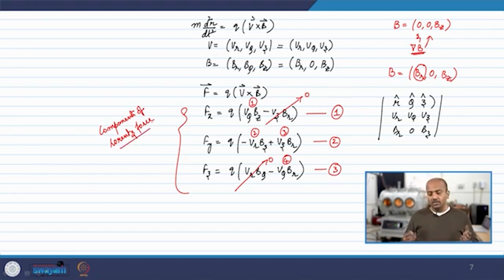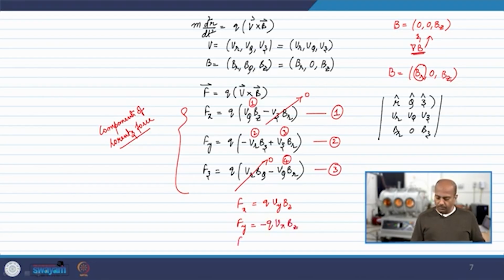Now, let us put this in contrast to the magnetic field only along the z axis without any convergence or without any gradient, where we have Fx as q times Vy Bz and Fy is minus q times Vx Bz and Fz is simply 0. So, this we actually obtained at the beginning of the last class.